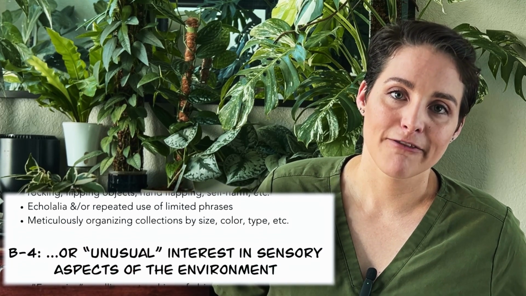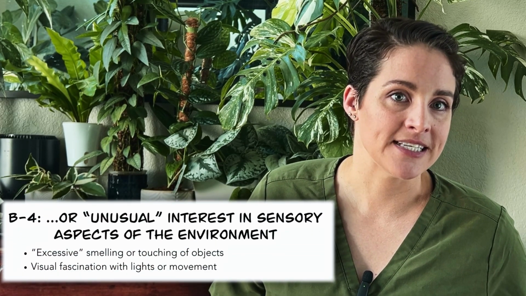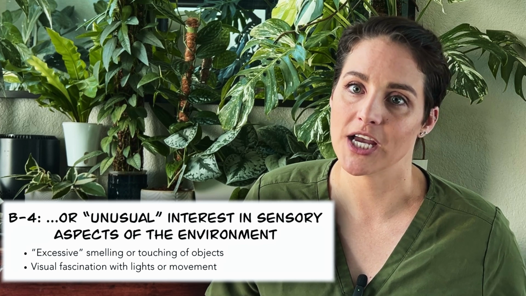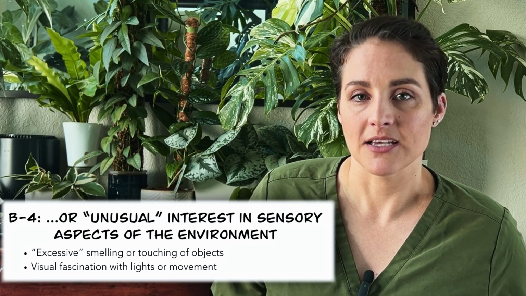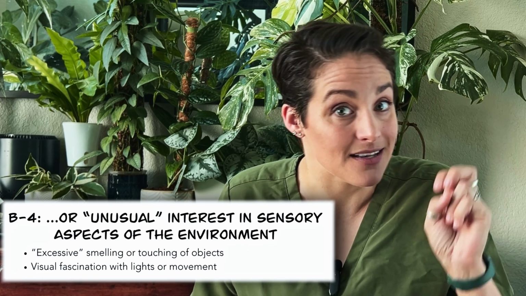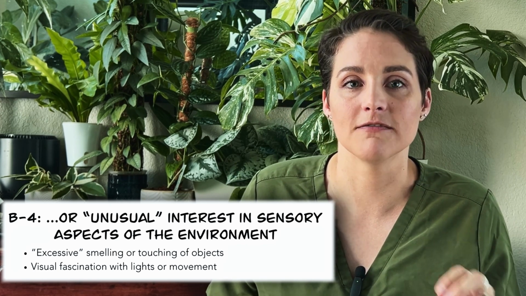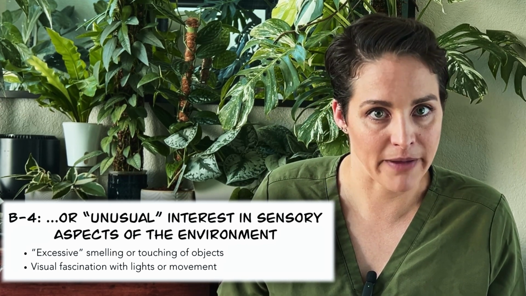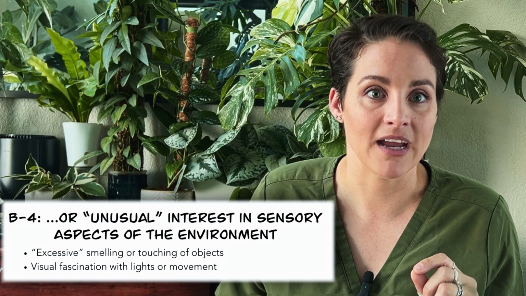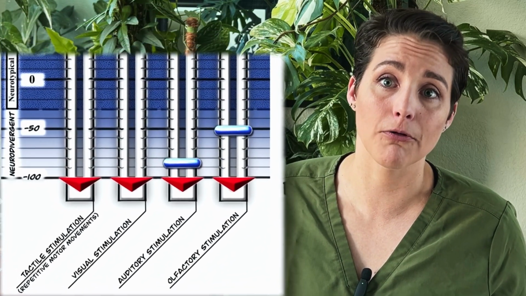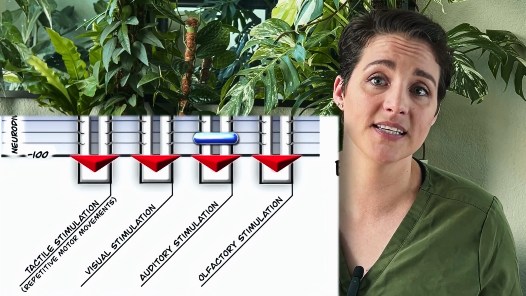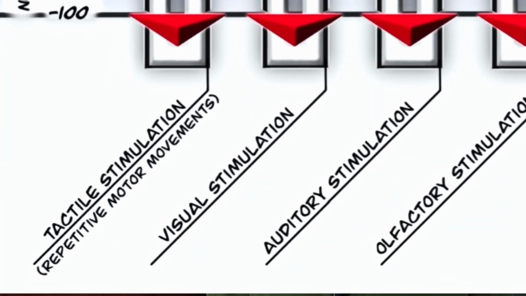And then the second half of B4 is unusual interest in sensory aspects of the environment, which again, I feel like is just another form of stimming. So the examples that you commonly see here are excessive smelling or touching of objects and visual fascination with lights or movement. That's definitely one of mine. I have my caliper ranges encompassing the entire spectrum for all 4 of these panels because I really do experience extremes in each of these areas.